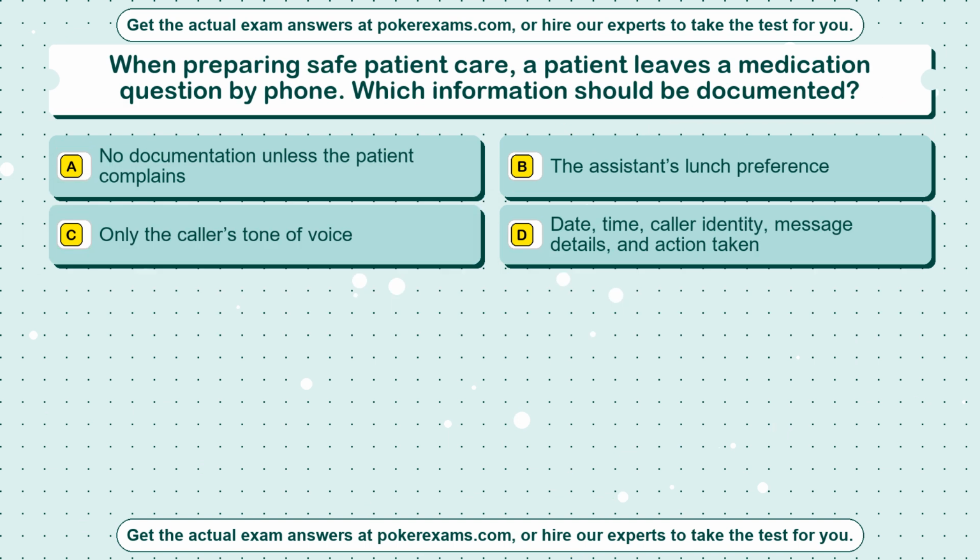Question 76. When preparing safe patient care, a patient leaves a medication question by phone. Which information should be documented?